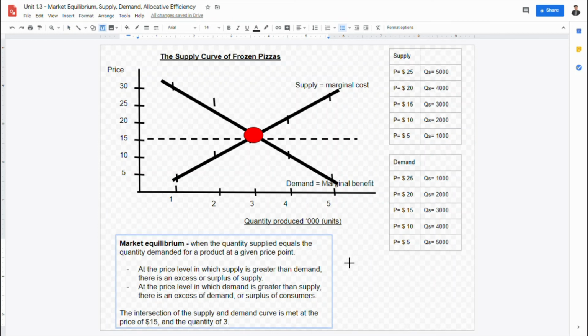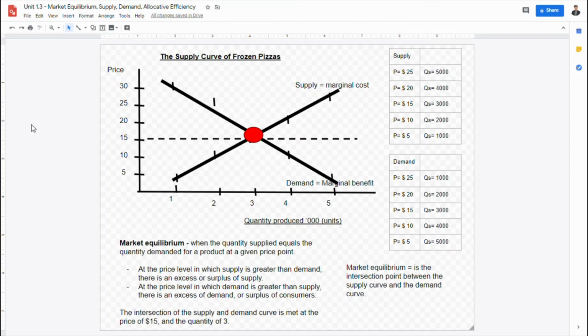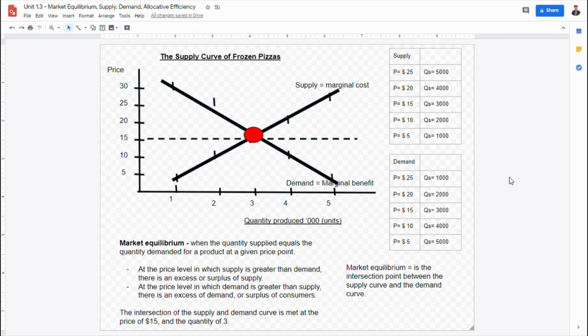So mathematically, if you want to calculate this, it is quite easy. The market equilibrium equals the intersection point between the supply curve and the demand curve. If you graph the curves correctly, you will be able to see where the supply and the demand meet. Now, it's important that you understand how to draw and illustrate this graph and these curves.